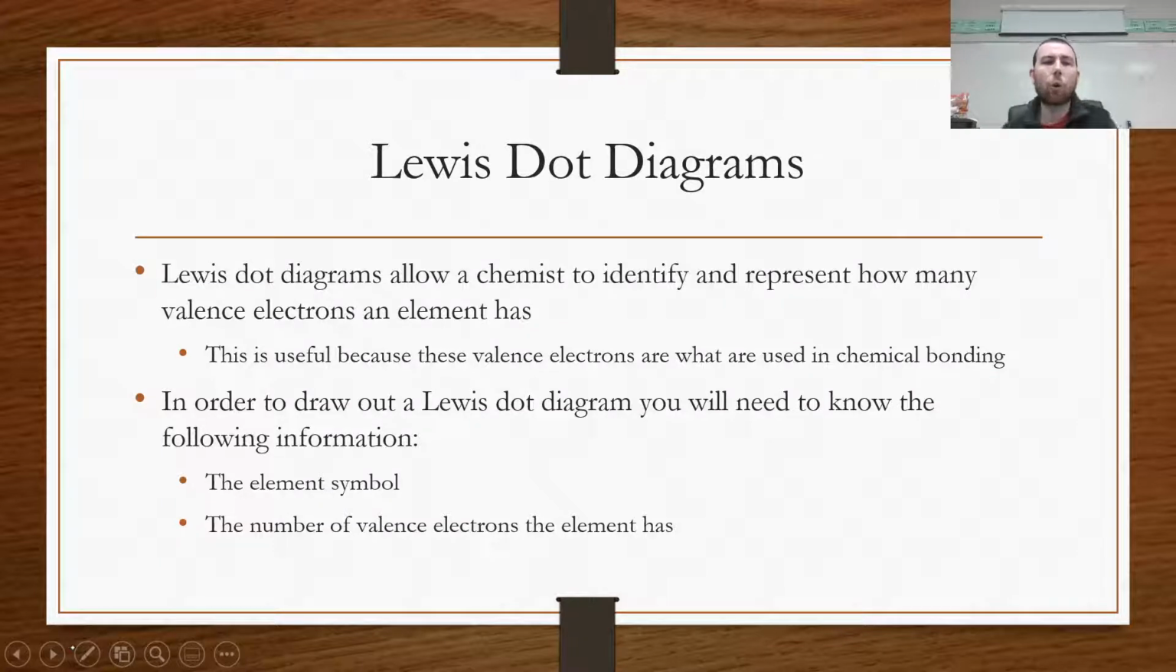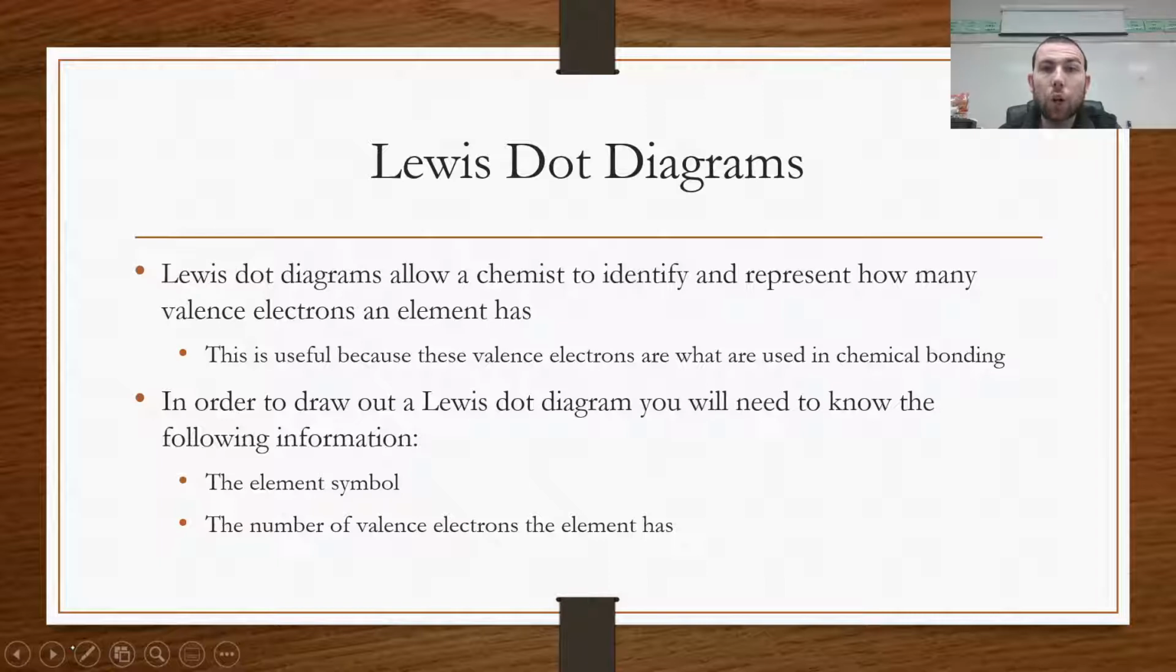Now, in order for us to be able to draw a Lewis dot diagram, we're going to need to know two pieces of information which we can gather from the periodic table. The first thing that we're going to need is the element symbol, right? So you get the name of the element, you're going to go find its element symbol on the periodic table. And then the second piece of information we're going to need to look for is the number of valence electrons.